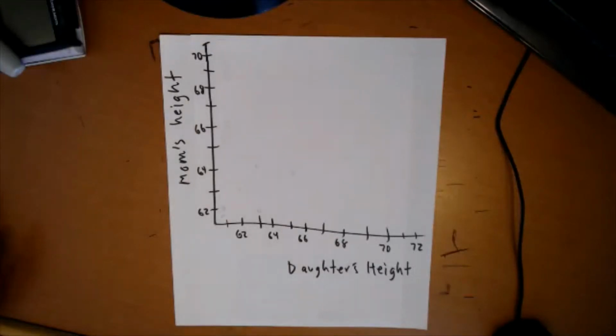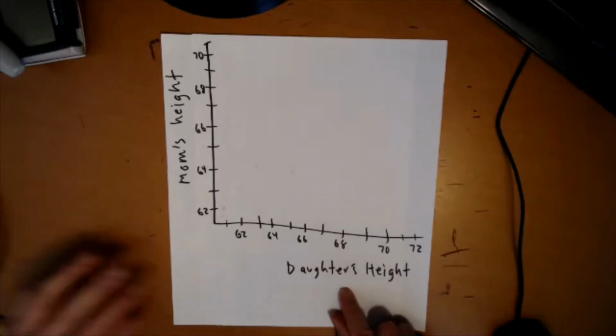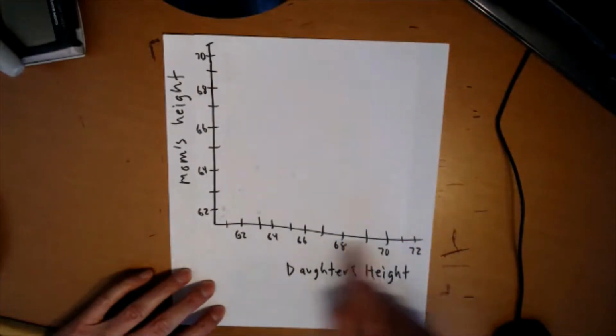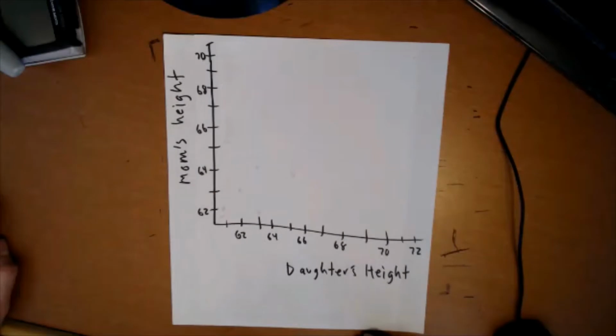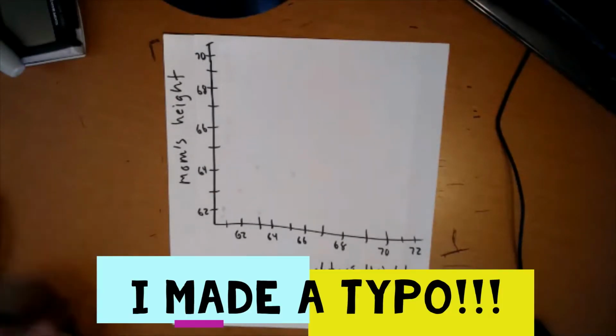Hey folks, chapter 4.1 and 4.2, least squares regression and scatter diagrams and correlation. Okay, so I made a little graph, daughter's height, mother's height. So we have the x variable as mom's height.